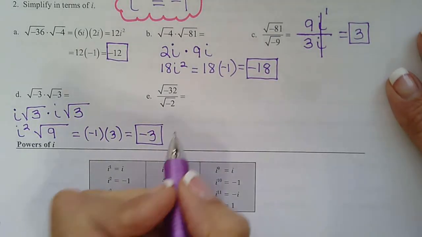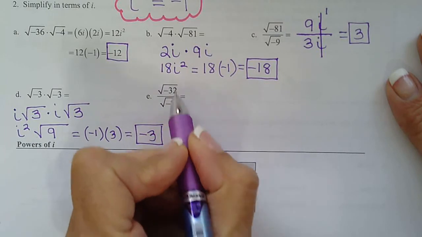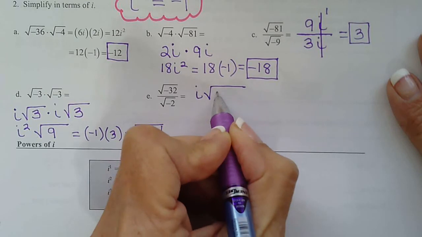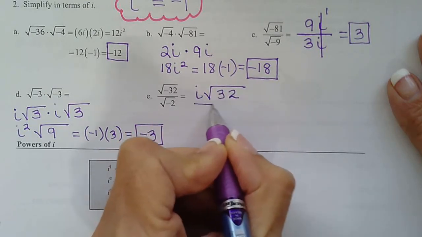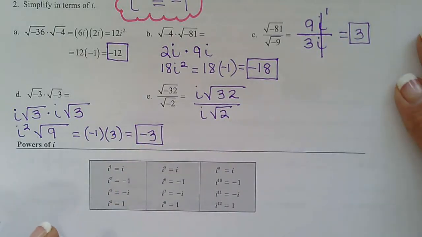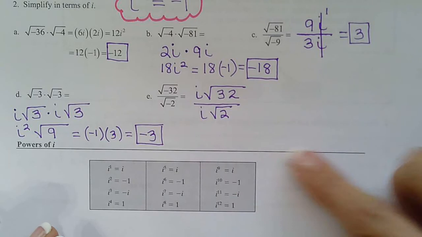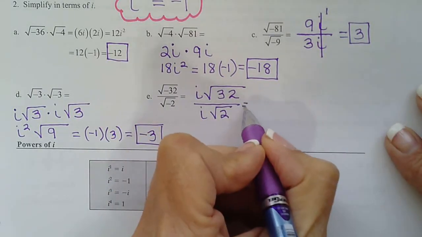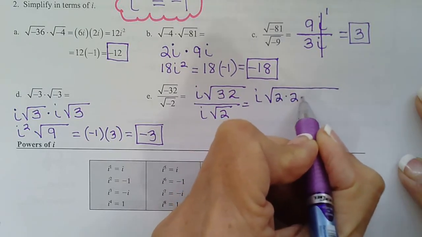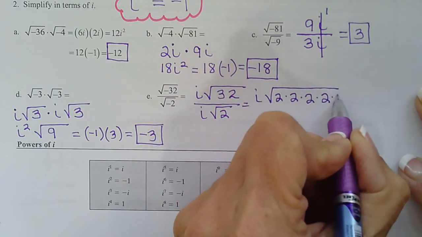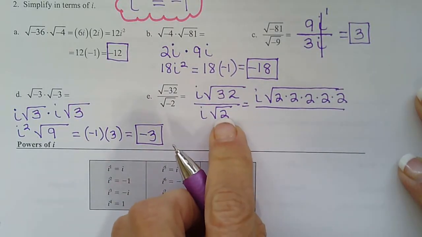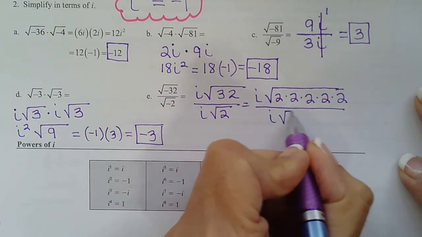Okay, let's do one more here. So again, we can't cancel any of this. We have to take the i's out, so we'll get i square root 32 over i square root 2. Then we need to break down the radicals, simplify, so we have our i's out. So 32, we already know, is 5 2's. So 2 times 2 times 2 times 2 times 2. This we can't do anything with because there's not enough to get out of jail. There's only 1 2 there.